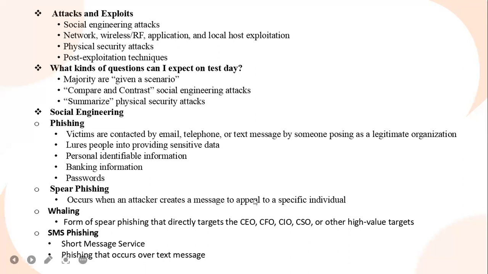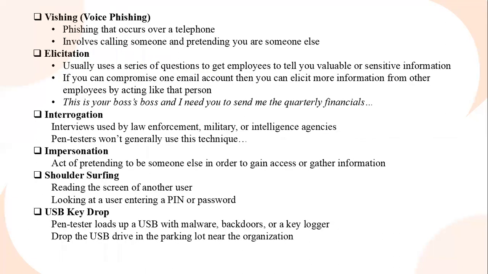Then spear phishing is when it's targeted to a specific individual or a specific type of role. For whaling, the target is the C-level executives. The C-level executives mean the chief executive officer, the chief financial officer, the chief information officer, and the chief security officer. So all these are C-level, top-level executives and other high-target persons. Then, of course, SMS phishing is when phishing is carried out via SMS. When phishing is carried out over the phone, it's called vishing.